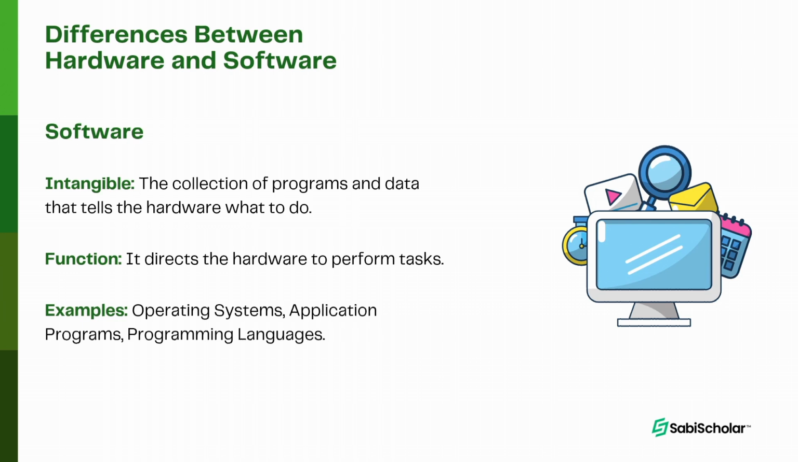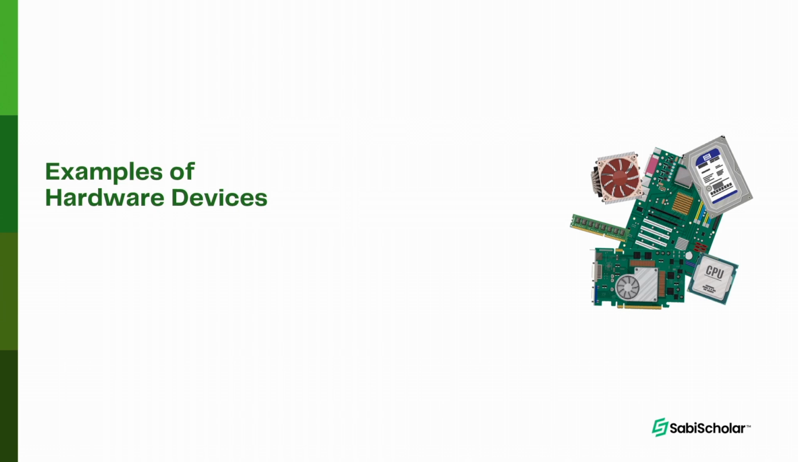And examples of software are the operating system, the application programs, and the programming languages, and almost all software has programming languages. It's actually the programming languages that are used to develop the software that we use to instruct the hardware on what to do. Okay, so for examples of hardware devices, we have the internal hardware and we also have the external hardware devices.